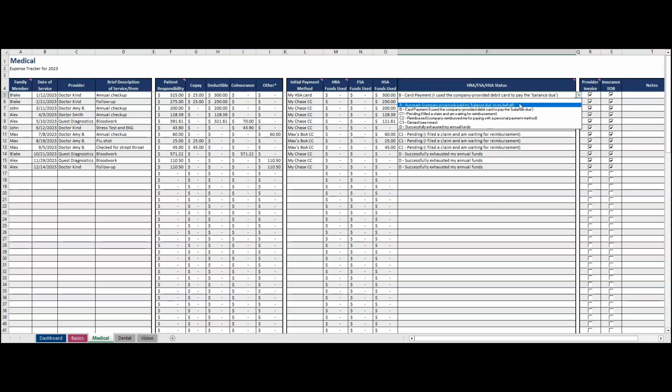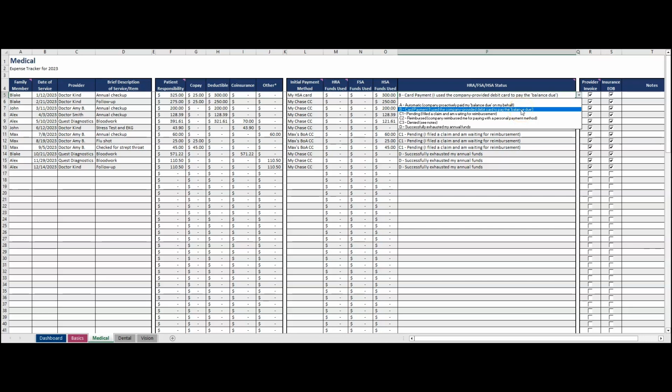A, automatic. The company proactively paid my balance due on my behalf. This doesn't happen very often, but some HRAs are administered by your insurance company. If that's the case, then your insurance company will use HRA funds to reduce the amount owed, and you would select this option.